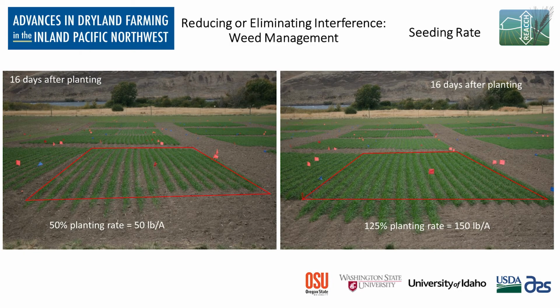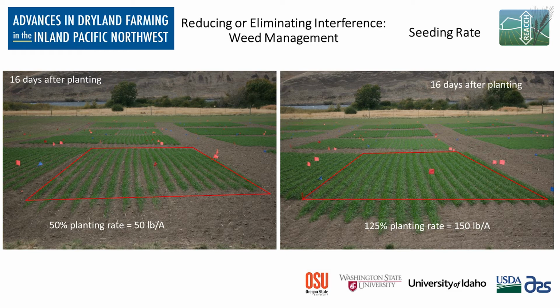Just to give you a few examples of how impactful some of those cultural inputs can be for weed management, this slide shows the crop growth and development just 16 days after planting. This is winter wheat, and the winter wheat was planted at 2 different densities. So at 50% of the seeding rate, a typical seeding rate here in the high rainfall zone of the inland Pacific Northwest, you can see that there's a significant amount of soil showing through that wheat canopy compared to what the canopy looks like when we seed at about 125% of the typical seeding rate, or nearly 150 pounds per acre.